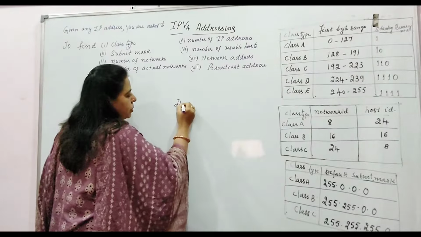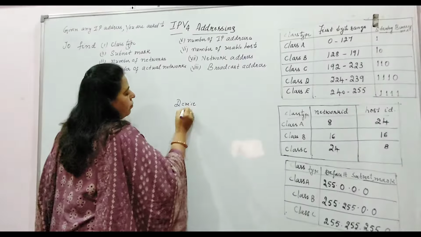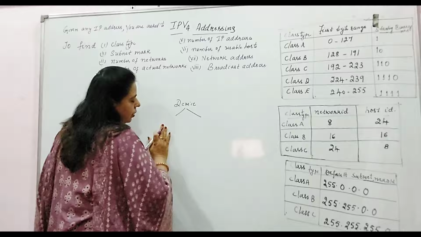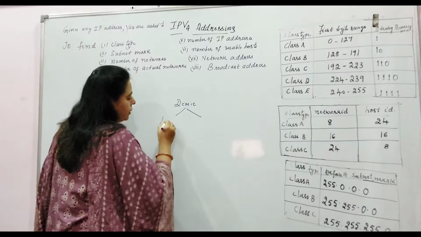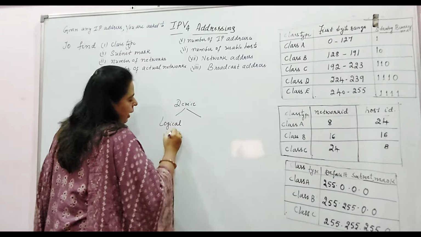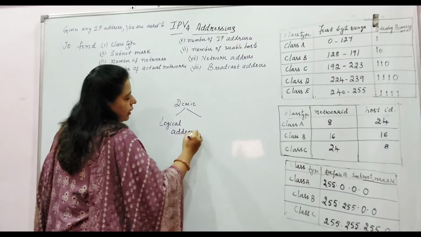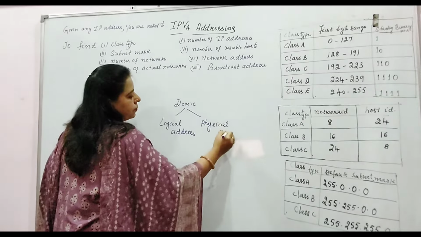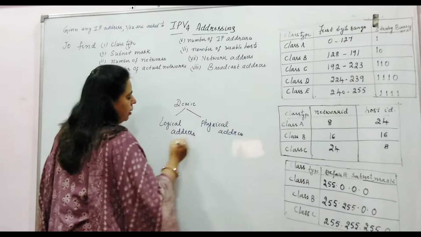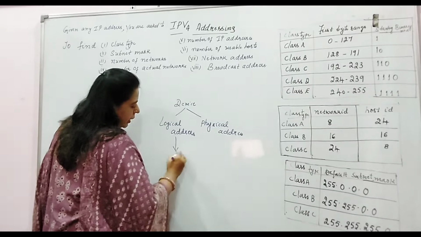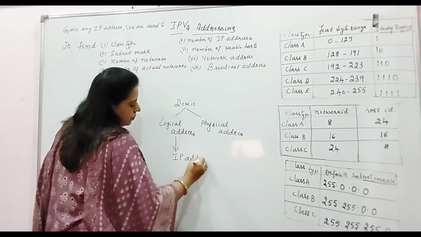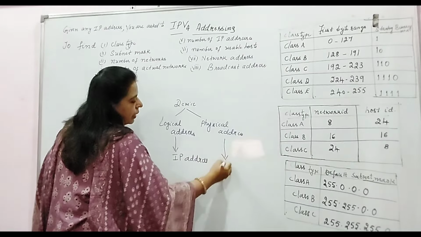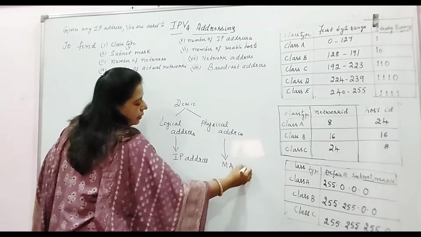Any device which you are using will have 2 different addresses, 2 types. One is called the logical address and the other is called the physical address. Logical address and physical address. An example for the logical address is an IP address. The physical address is the MAC address.